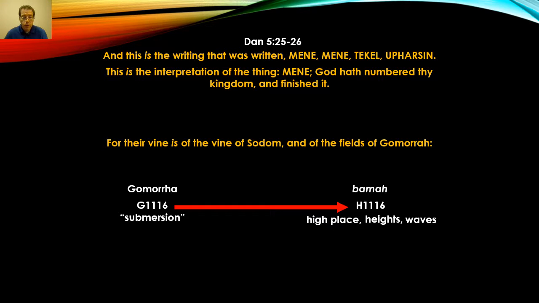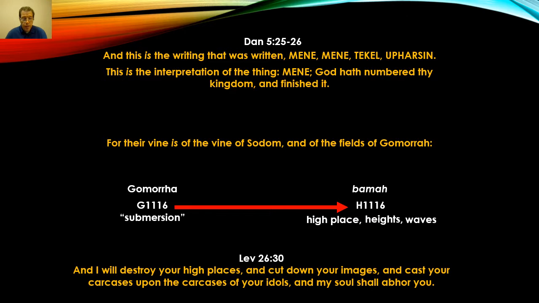The fields of Gomorrah, the satellite signals, the Wi-Fi signals are numbered with Bema. High place, heights, waves, an occultic platform is what that is. Gomorrah, the submersion, is numbered. It is numbered with waves. And Leviticus is the first occurrence of that. And I will destroy your high places, Bema, and cut down your images and cast your carcasses upon the carcasses of your idols, and my soul shall abhor you.